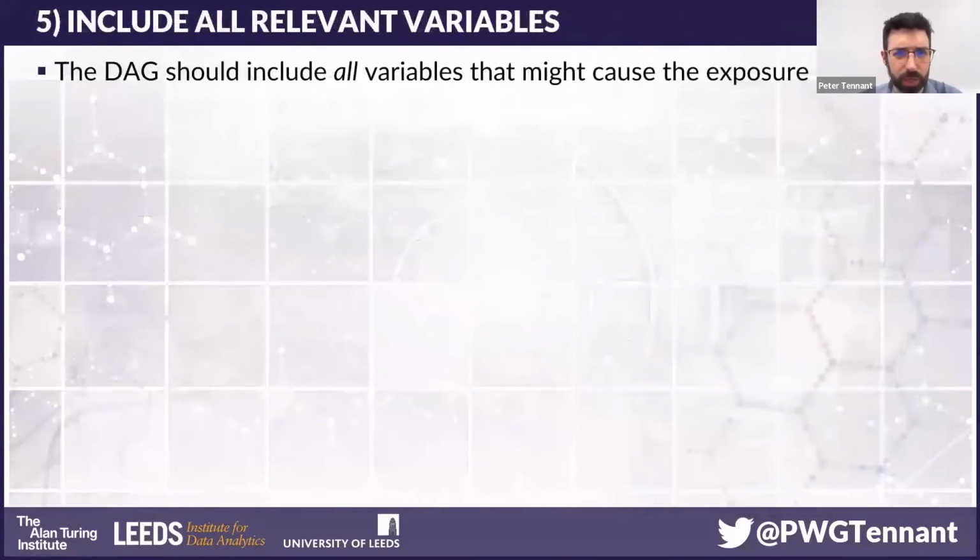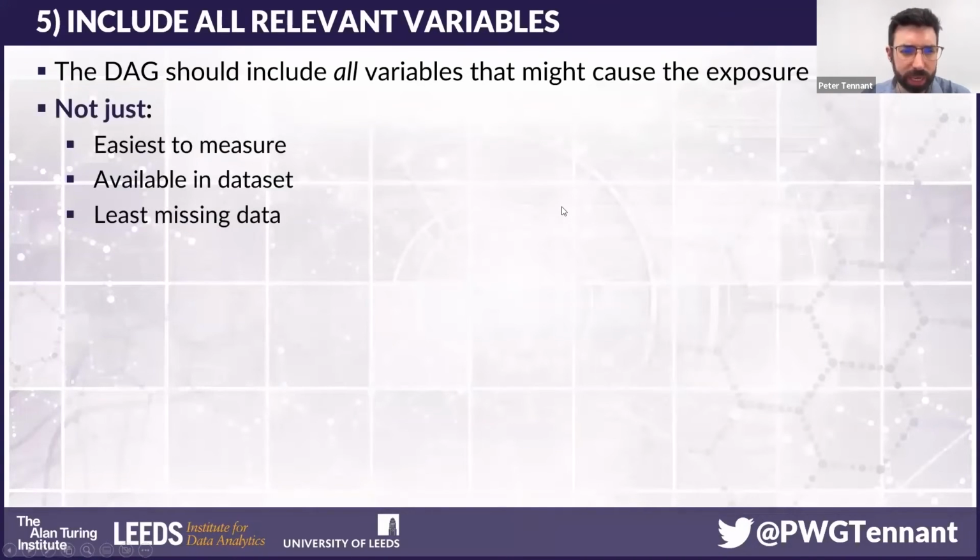The next thing that's very important is that you actually include all of the relevant variables. That certainly means all of the variables that cause the exposure, and it probably means most of the variables that cause the outcome. You don't necessarily need to depict all of the mediators if you know there's a whole host of mediators. But as a matter of good practice, it's probably not a bad thing to be complete and include everything. In particular, you mustn't restrict it just to those variables that happen to be easiest to measure, or that happen to be available in the data set, or that have the least missing data.